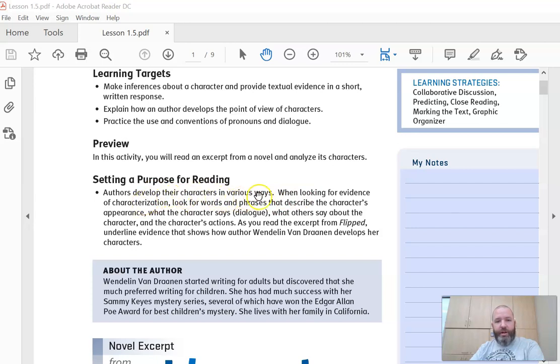As authors develop their characters in various ways, when looking for evidence of characterization, so characterization, that's a big fancy word. That means the way that the author lets you know what their characters are like. How do you get to know a character? Through the description of how they look, what others say about them, and what they do. So if you have a bad guy, how do you know he's a bad guy? You know he's a bad guy by the things that he says and the things that he does and what others say about him. So those are the three things we're going to be looking at that make characterization.